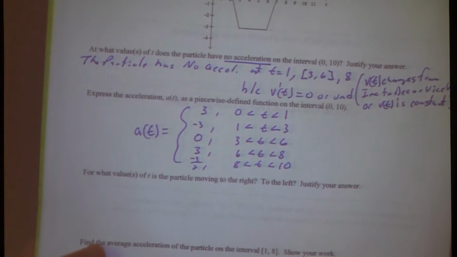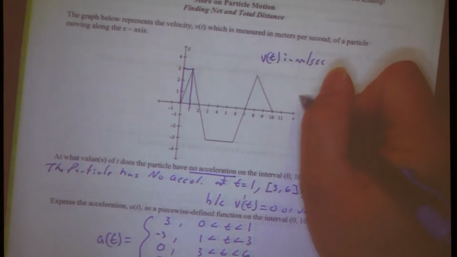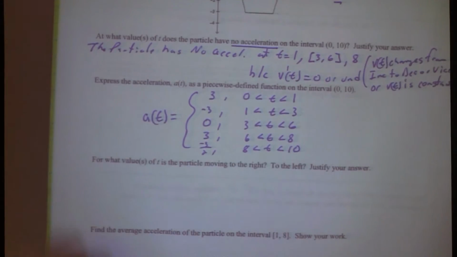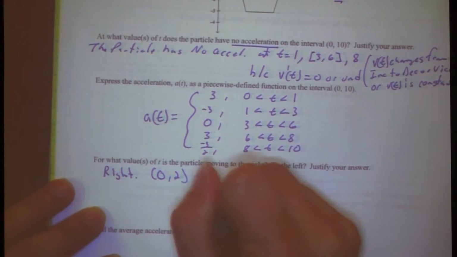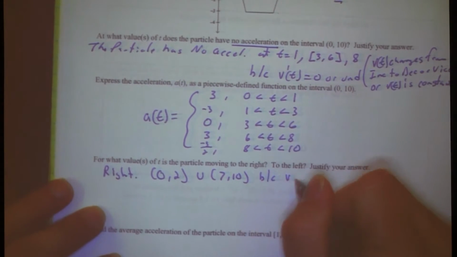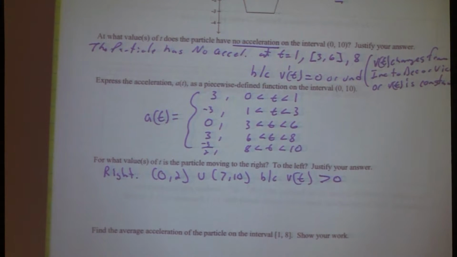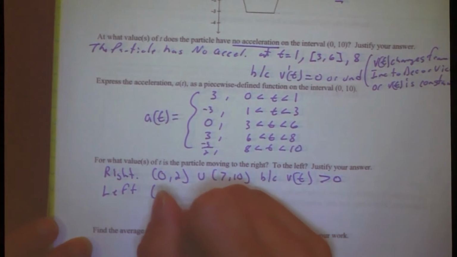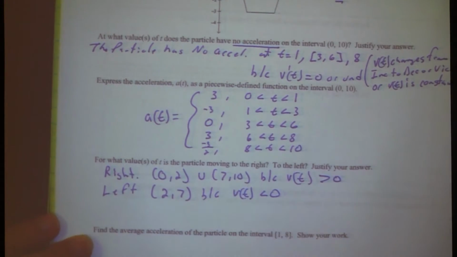For what values of t is the particle moving to the right and moving to the left? Justify your answer. So, velocity function, we're going to look at it as positives, zeros, and negatives, right? So when would it be moving to the right? From 0 to 2 in union with 7 to 10. Because v of t is greater than 0, right? The velocity is greater than 0. When would it be moving to the left? From 2 to 7. Only from 2 to 7? Yeah. And that would be because velocity is less than 0.